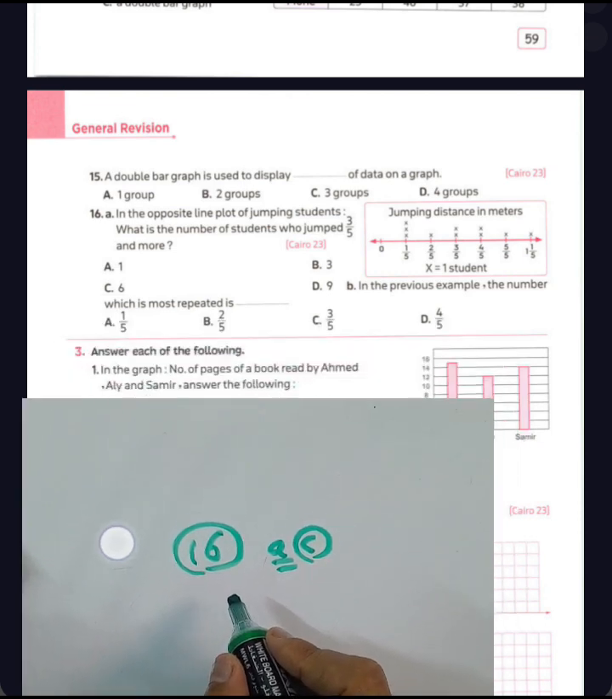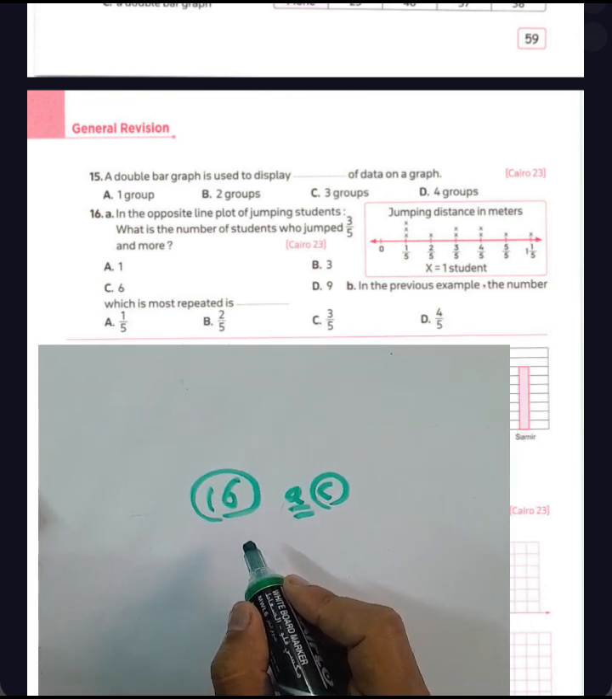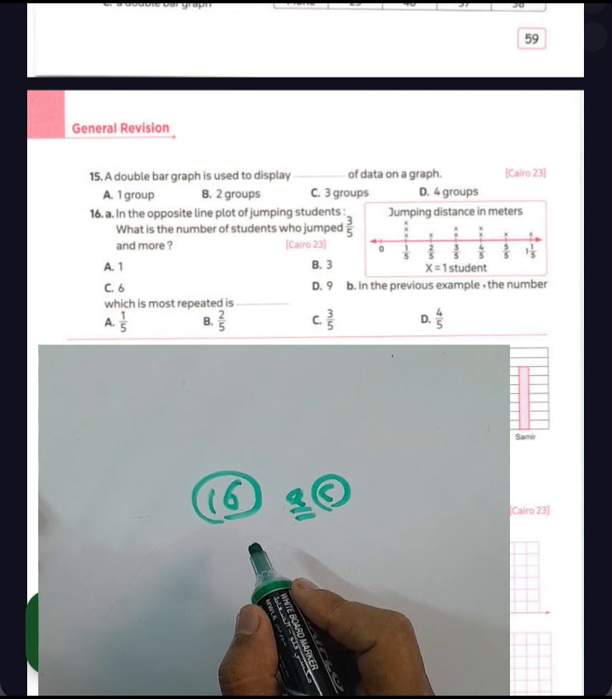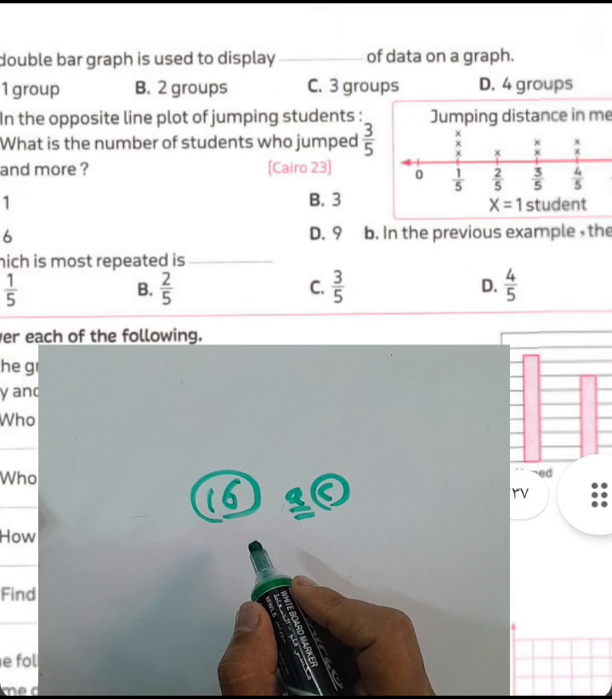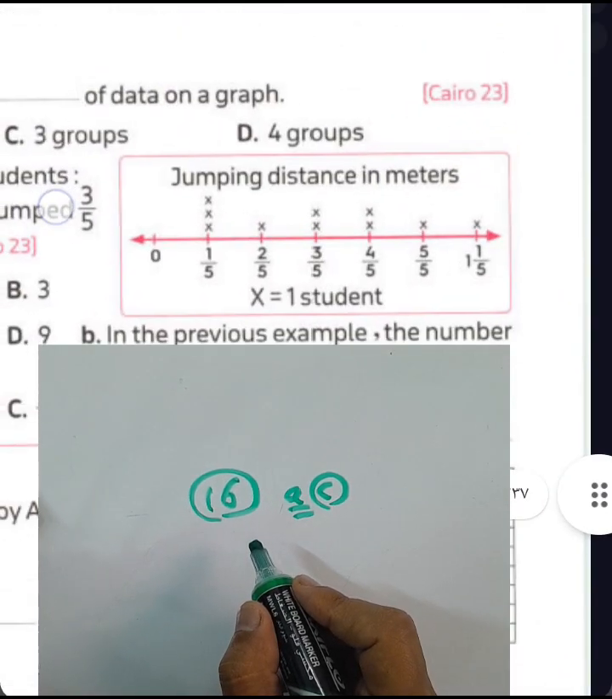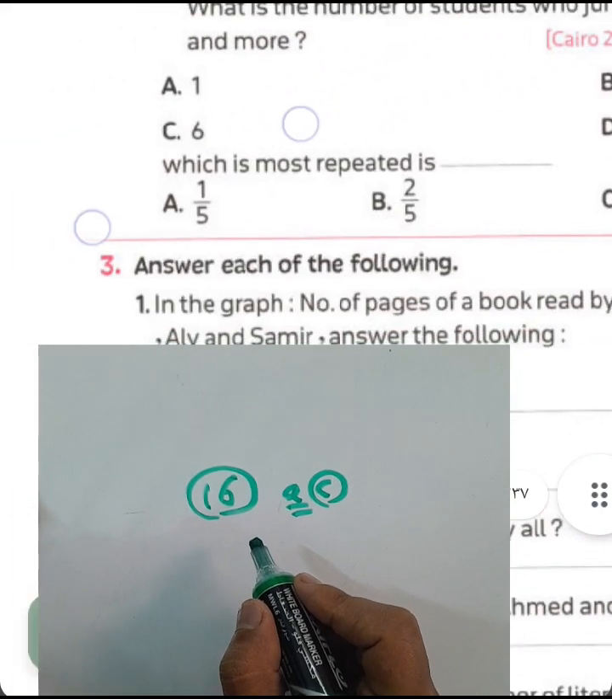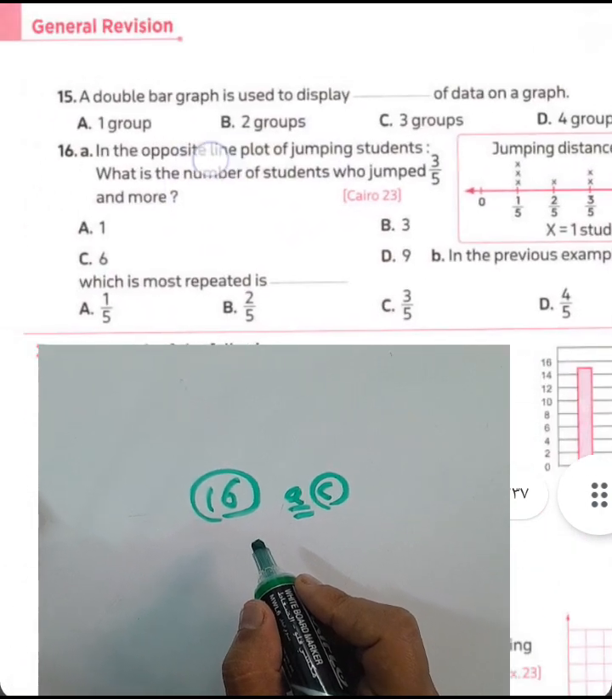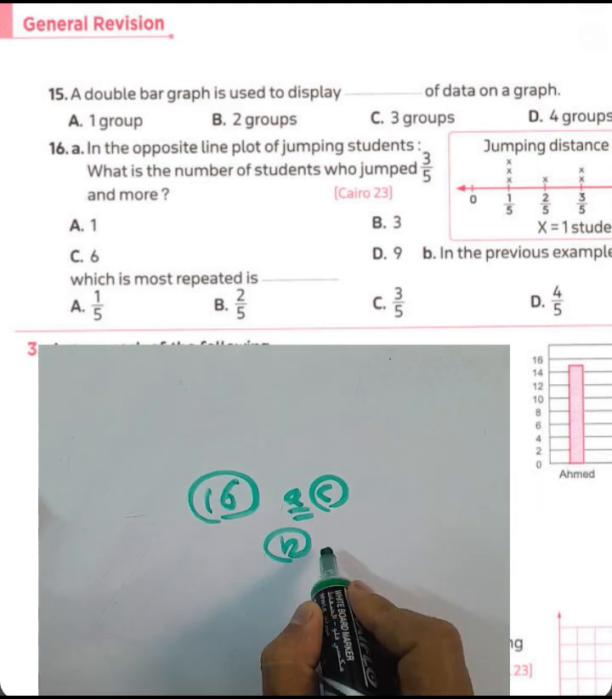And letter B. In the previous, the number which is most repeated is 1/5. Choose letter A. Question letter B, you must choose letter A.